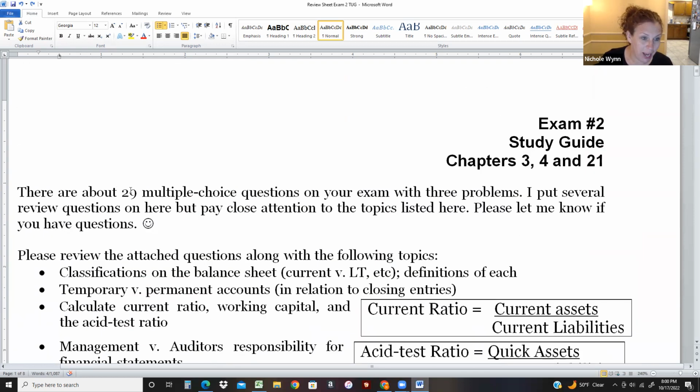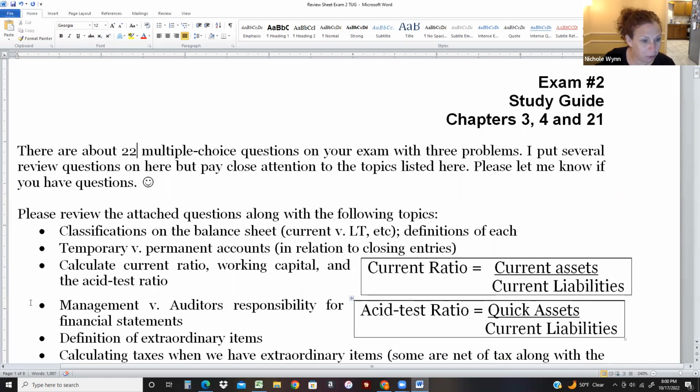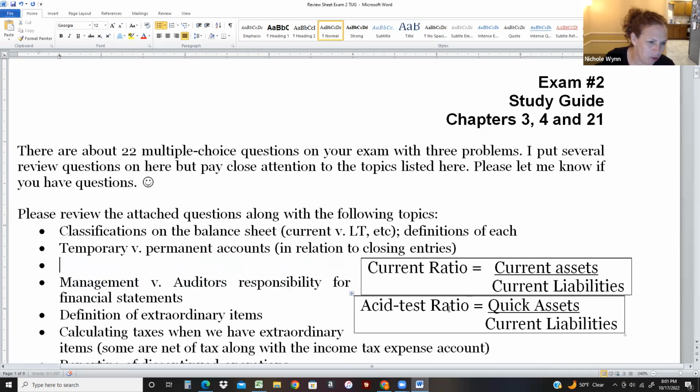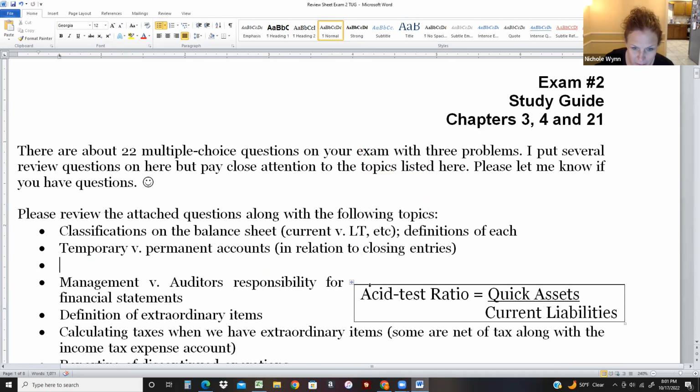So the first thing I'll point out is that instead of 29 multiple choice, there are only 22. There are 3 problems on the exam. So those are identified down below. We didn't really talk a lot about the current ratio, working capital, and so on. And I normally give you guys those formulas, but those questions are no longer on your exam either. So I'm going to delete this box. So delete little table. Okay. And then I'm going to delete this little table.